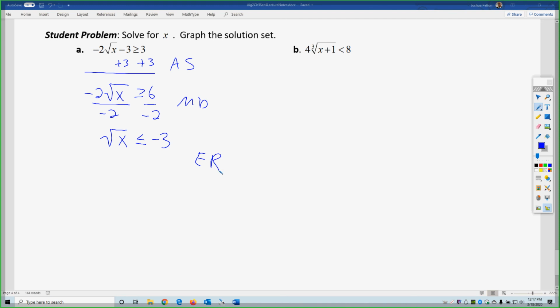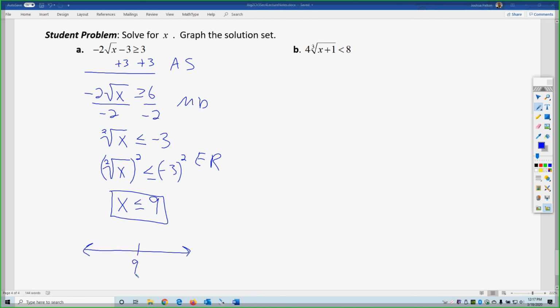Exponent radical, we have a square there. So square root and square are going to be the inverses of each other. So that gives me x is less than or equal to, and if you square a negative you get a positive 9. So it's less than or equal to 9. So we make our graph. We need to have 9, 10, and 8. Since it's equal to with the line underneath, we need to put a solid. And less than is going towards 8.